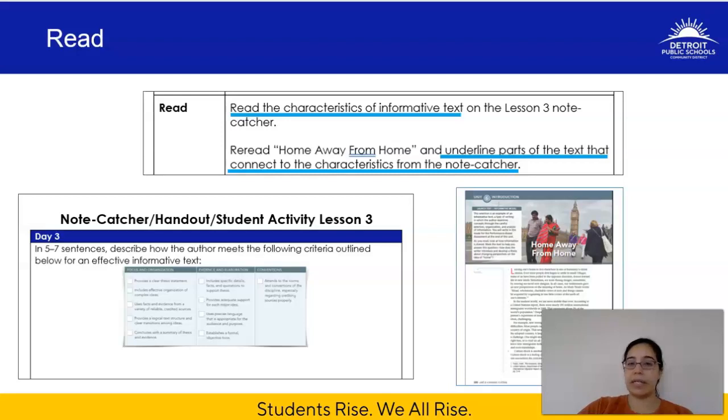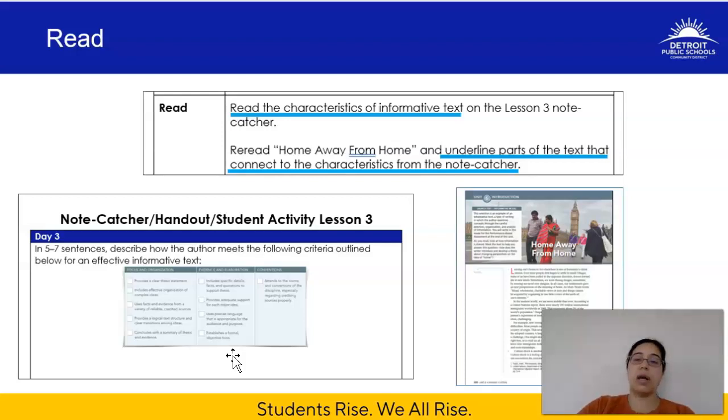To start us off in our lesson today, you will be reading about the characteristics of informative text. Those characteristics are found on the Lesson 3 note catcher, and you can see them on the table here. Things like providing a clear thesis statement, or the author including facts and evidence that are cited by some credible sources. Those are all hallmarks of informative text, and you can see some of the other characteristics listed in that table there.